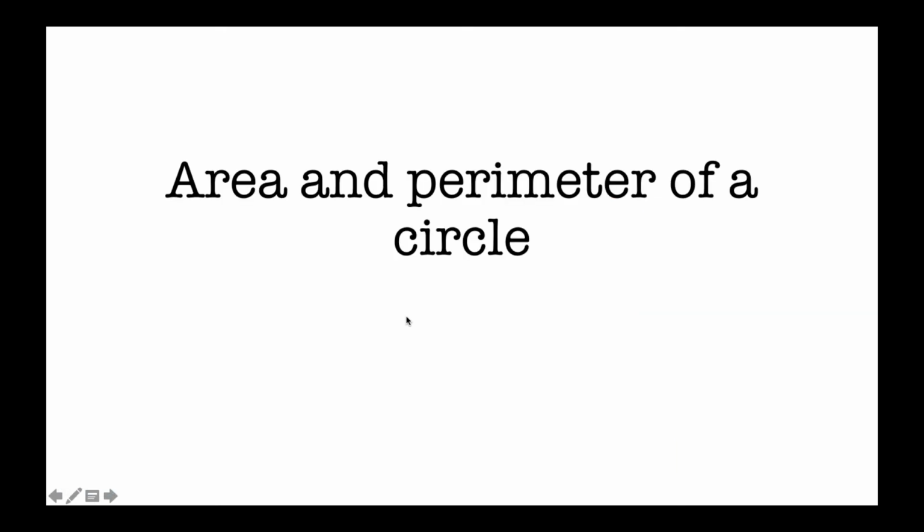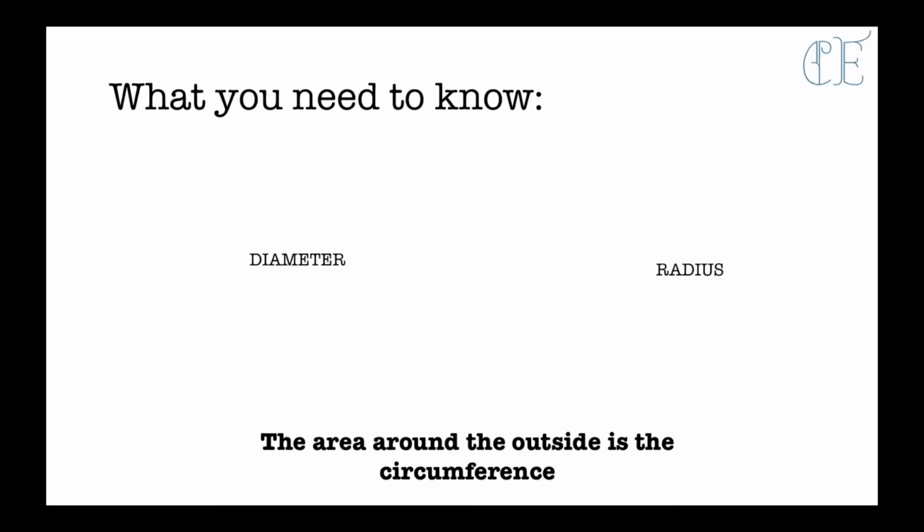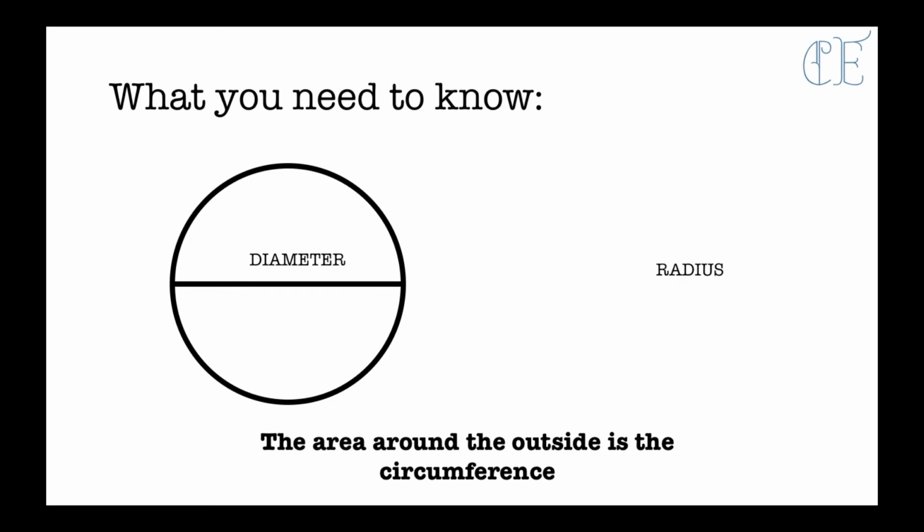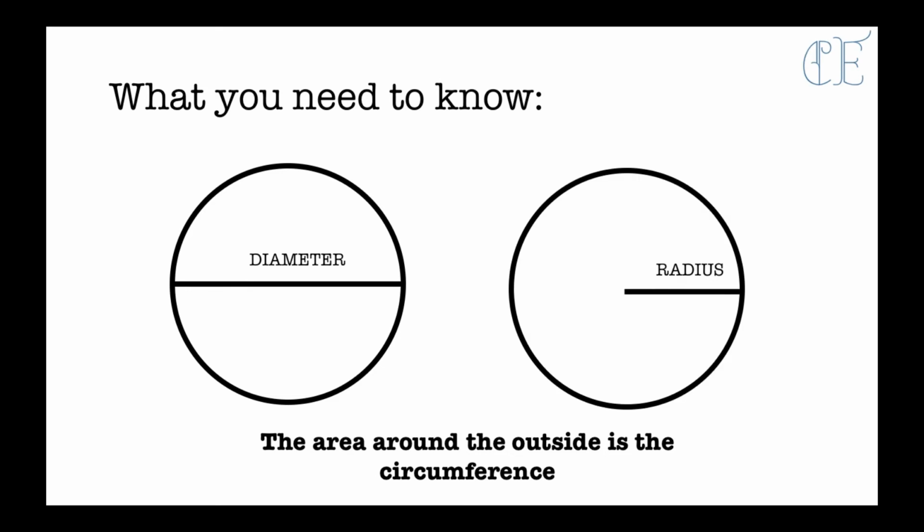Okay, so finally now we're going to quickly look at the area and perimeter of a circle. So what you need to know, this is your diameter and this is your radius. Okay, for this section of finding the area and perimeter, this is all I'm going to teach you about properties of a circle. There will be another video on that. But for now, the only 2 things you need to know about the circle is that the measurement from one side to the other, passing through the middle, is the diameter, and the measurement from the middle to the edge is the radius. And the radius is always half of the diameter.